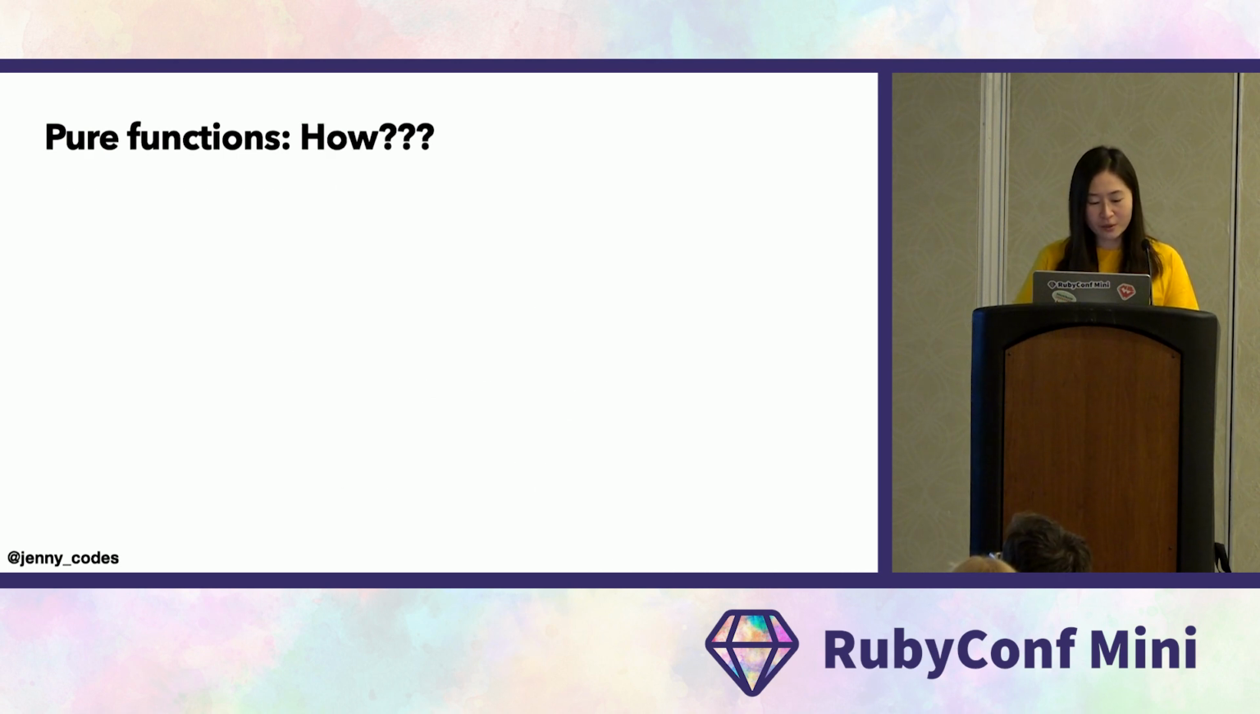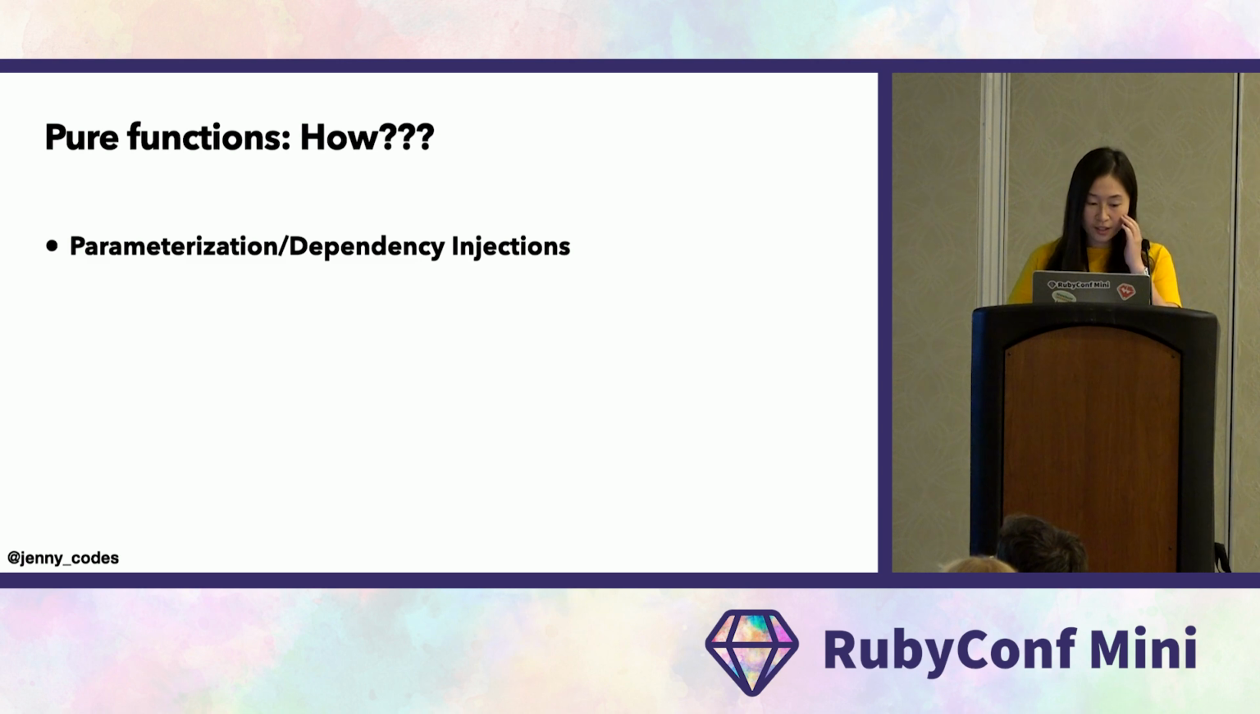Now that we know that we want pure functions, the next step is how. The first technique is called parameterization, or its equivalent in OO terminology, dependency injection. Some of us might already be familiar with this concept.